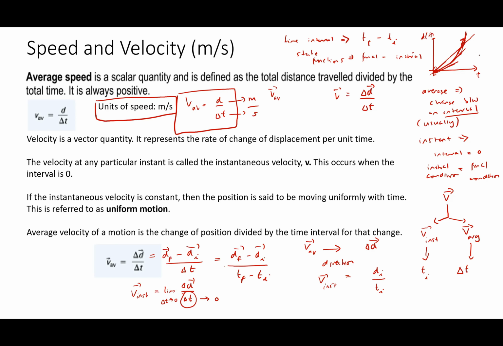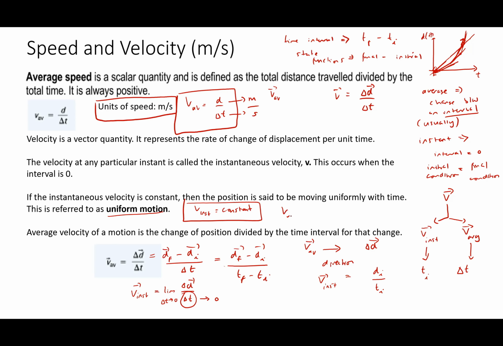One thing that we do need to consider here is this notion of uniform motion. Uniform motion just states that the instantaneous velocity is 0, right? If the instantaneous velocity is constant, not 0. Sorry guys, making a lot of mistakes today. If the instantaneous velocity is constant, okay?